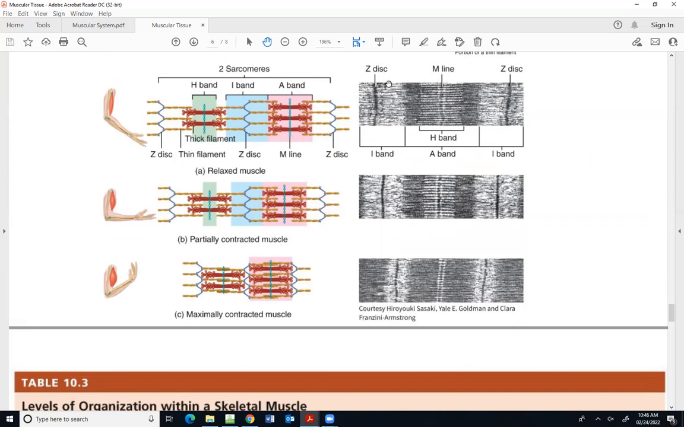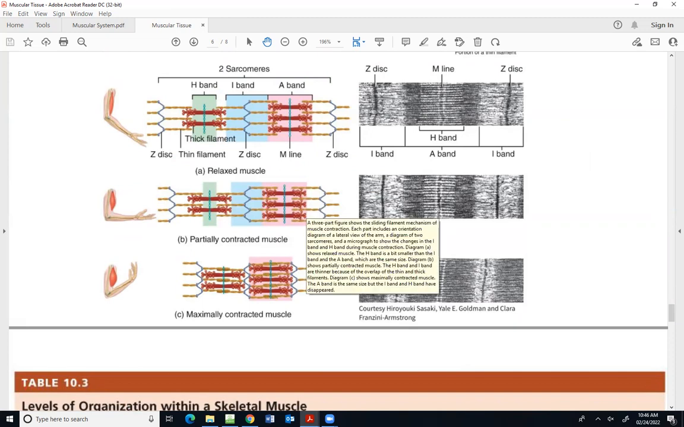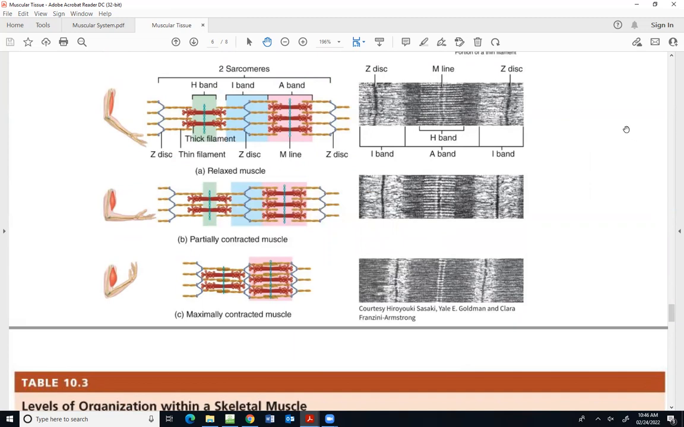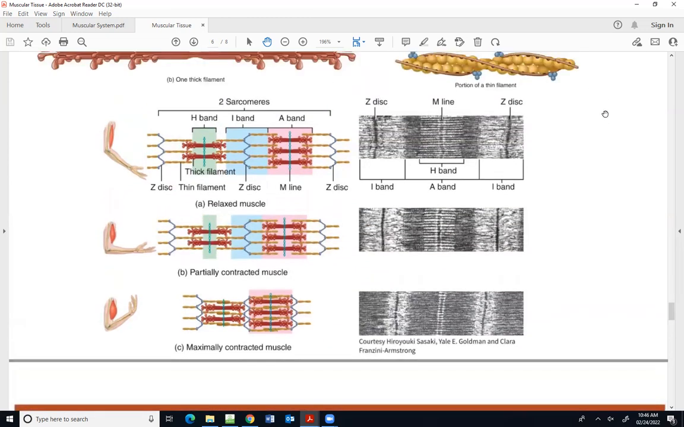microscopic views. We can see all those different bands and zones labeled. You can see the Z discs really nicely on the ends. We can see how it's light, then it's dark, then it's light. As we go from relaxed to contracted, the A band never changes. The I band and the H band or H zone definitely do though, and that's because the zone of overlap has grown tremendously.